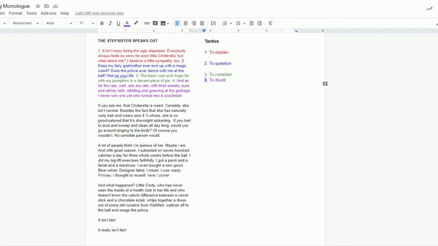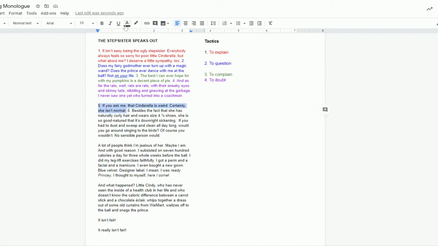All right, then we're going to move on. I'm down here a little bit, and she goes, if you ask me, that Cinderella is weird. She certainly isn't normal. So that, we're going to call that beat number 5. And I think that will end about here because, again, she's making a declaration that if you ask me, Cinderella is weird. She certainly isn't normal. And then she starts to explain why. So we're going to put beat 6 number here.